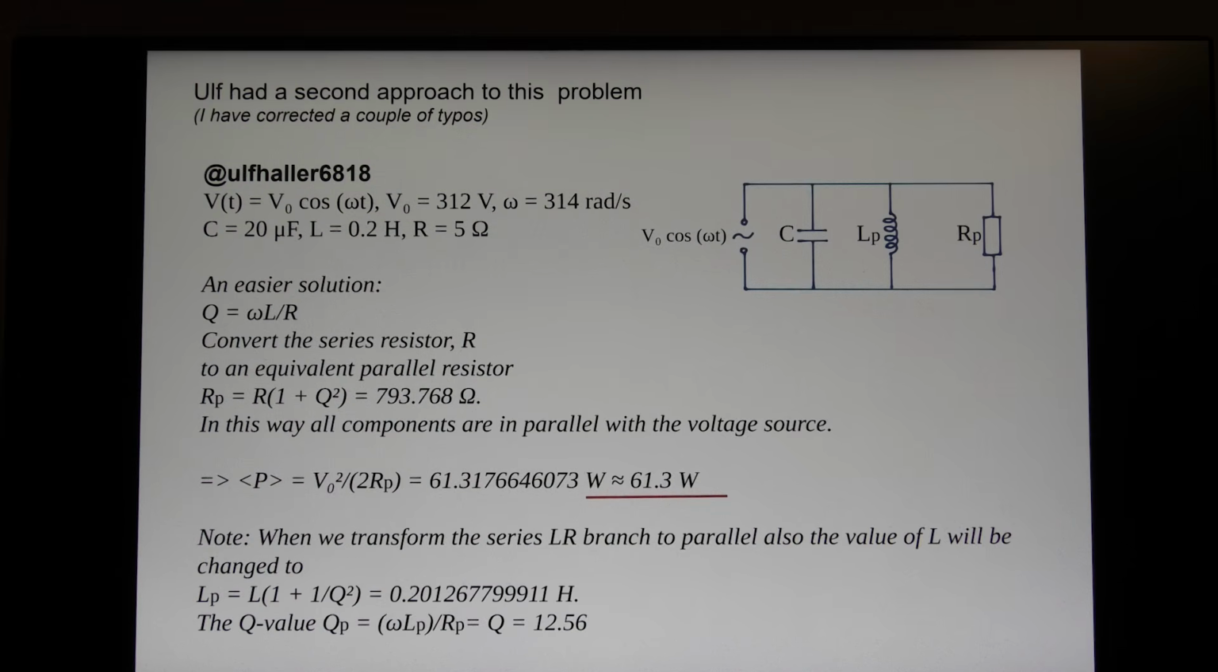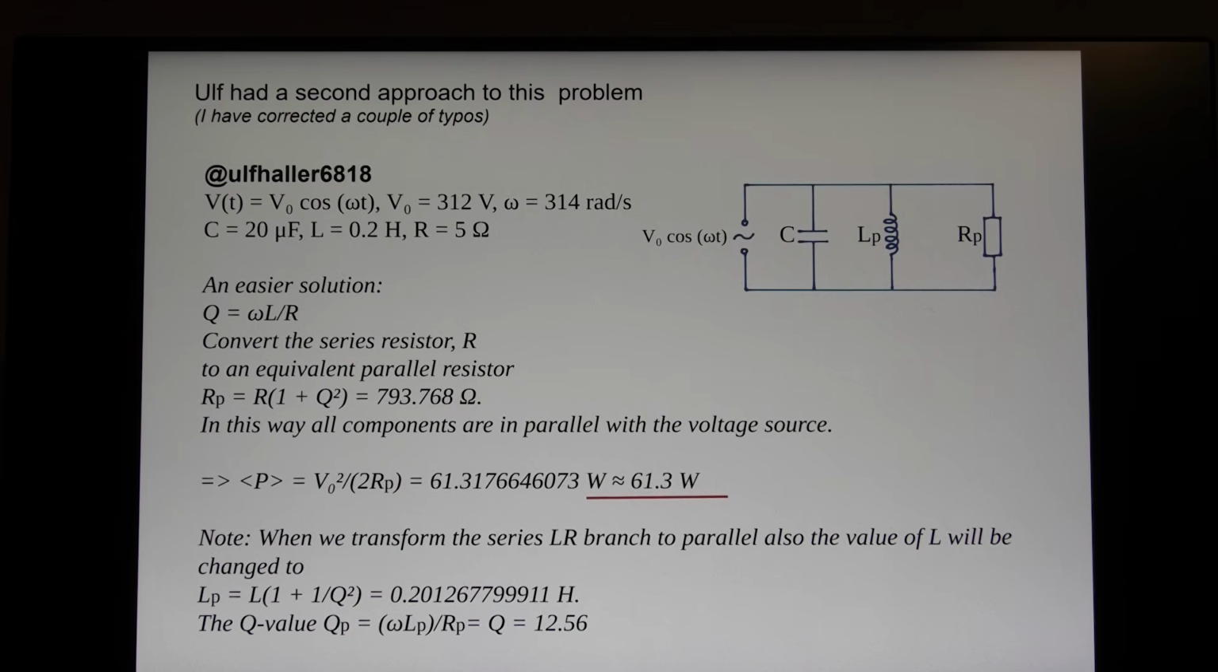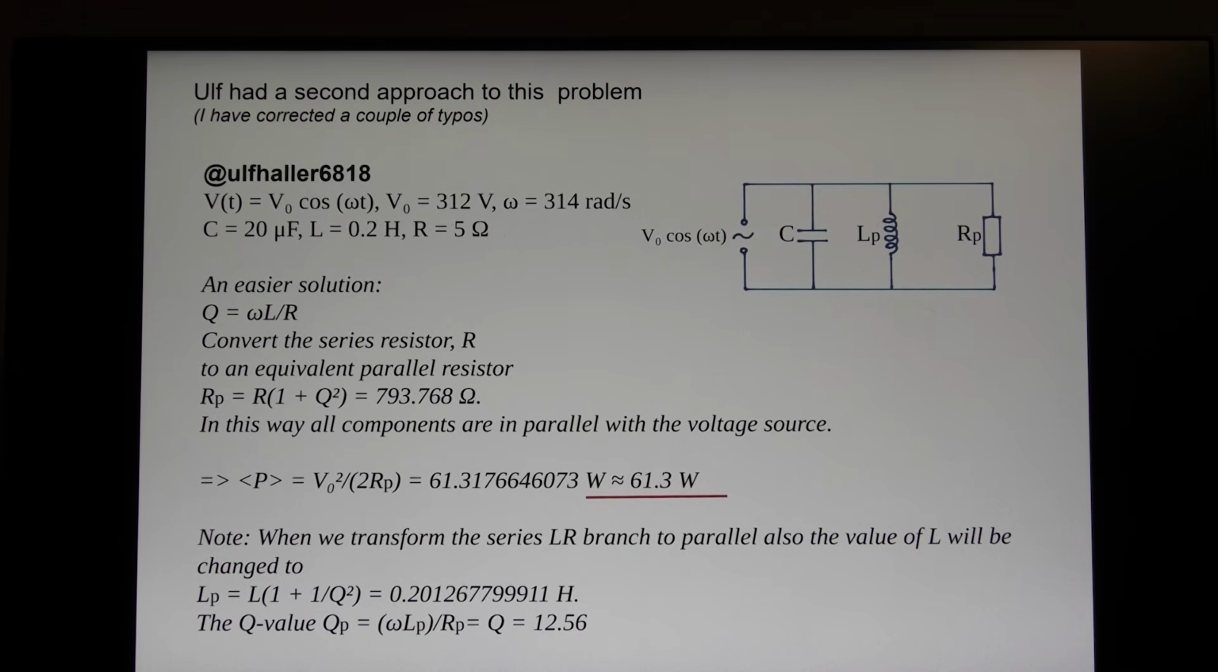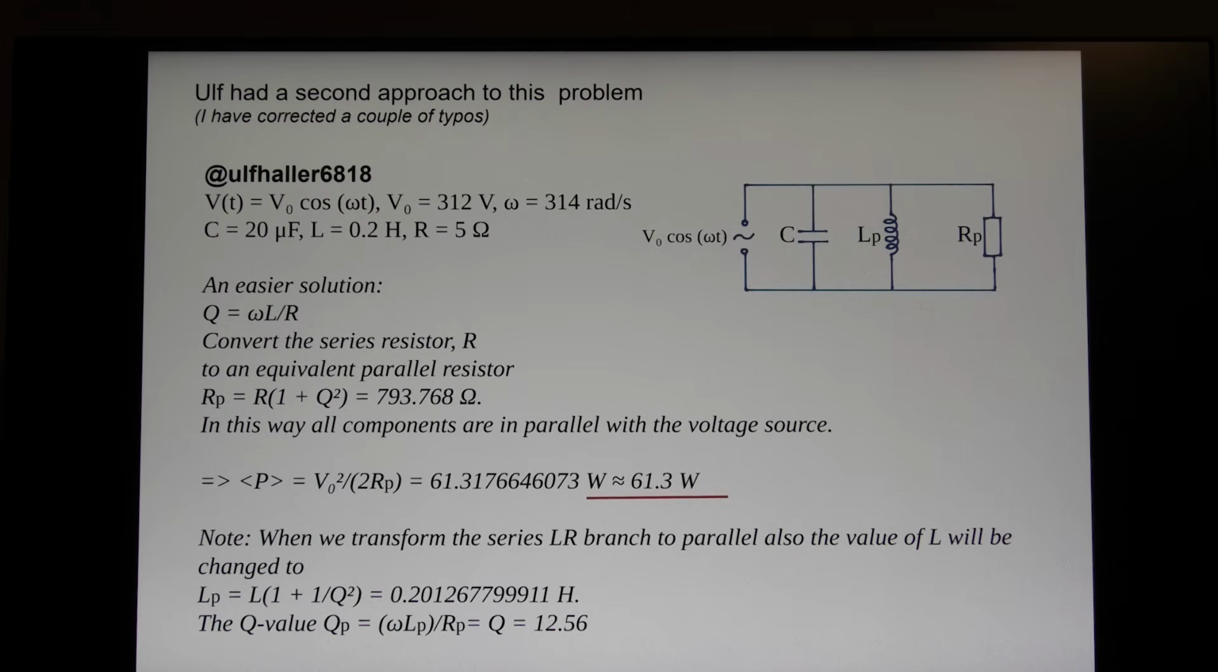Finally, he does a second approach, and I corrected a couple of typos in this and actually one in the previous, but we'll forgive him that. I'm always making typos myself. So here is his second solution. Same starting values, and what he does this time is he reorganizes the circuit, so we can now substitute for the original L and R in series and then both in parallel with the capacitor to 3 circuit elements in parallel with each other.